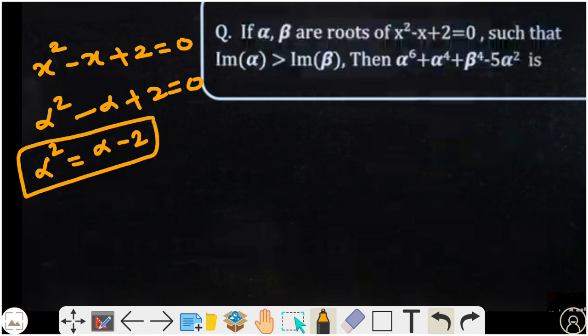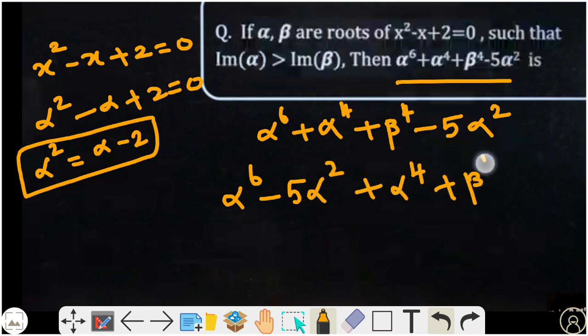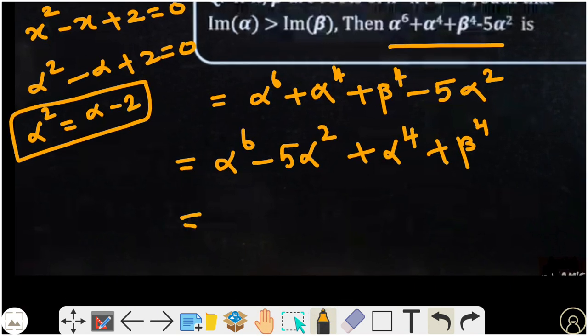Next, look at this. Then we have to find alpha power 6 plus alpha power 4 plus beta power 4 minus 5 alpha square. So this is the next thing we have to find. Next I am going to rearrange the terms, which means alpha power 6 minus 5 alpha square plus alpha power 4 plus beta power 4. I just rearranged, I didn't do much.